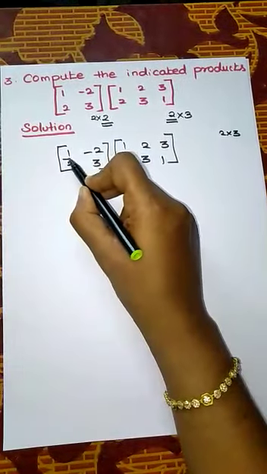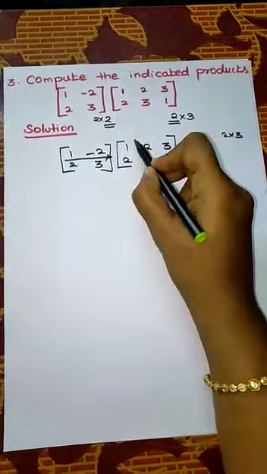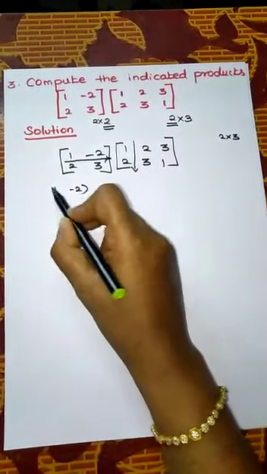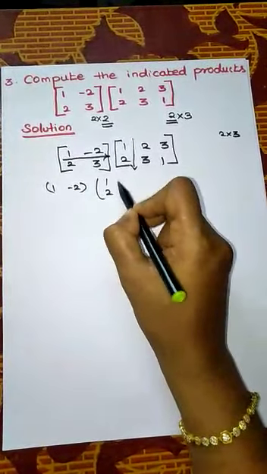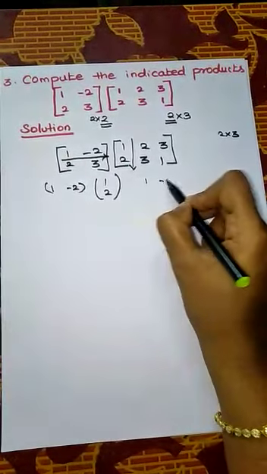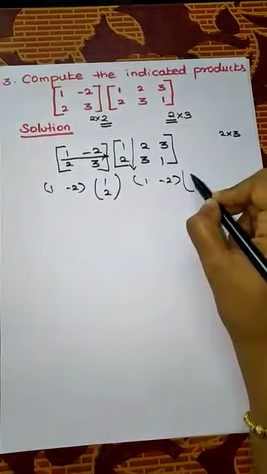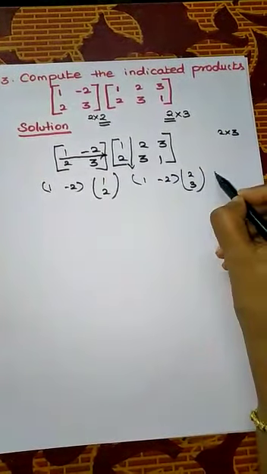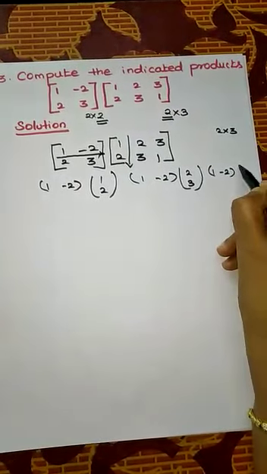To multiply the matrices, first choose the first row and first column. So that is 1, minus 2 into 1, 2. Okay. Next, first row, second column. That is 1, minus 2, and the column is 2, 3. Next, first row, third column. So 1, minus 2, and what is our third column?